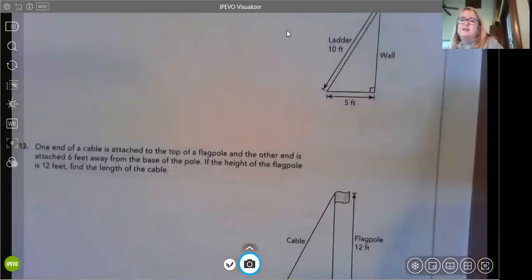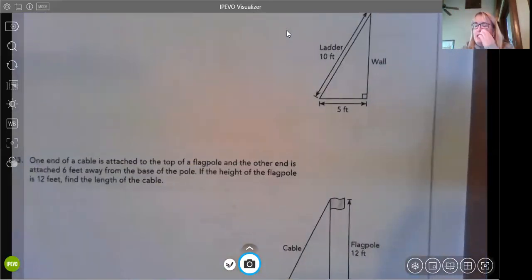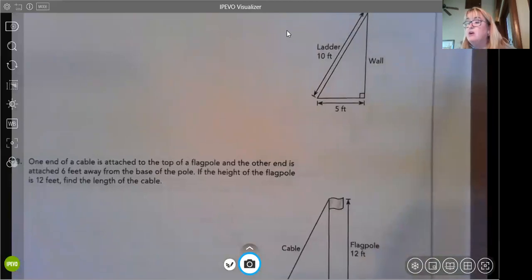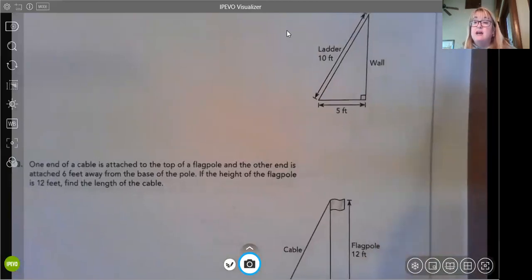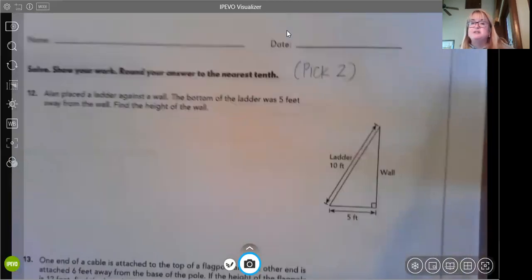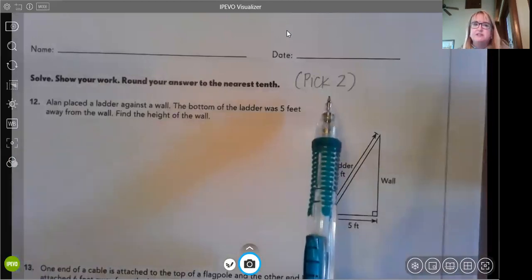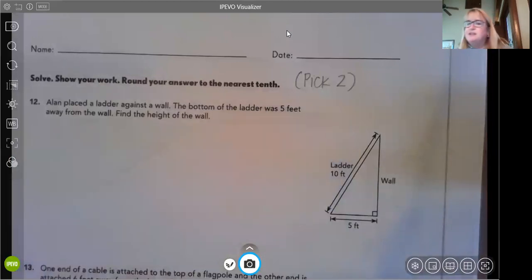Now the rest of this assignment are word problems, and to be quite honest, they're really pretty straightforward, but there are a lot of them. So we're going to go page by page. We're going to do, I think, one, maybe two together, and I'm going to tell you how many I want you to do on each page. So on page 3, you've got 3 problems, 12, 13, and 14. I want you to pick 2 of those. So that's on page 3, pick 2.